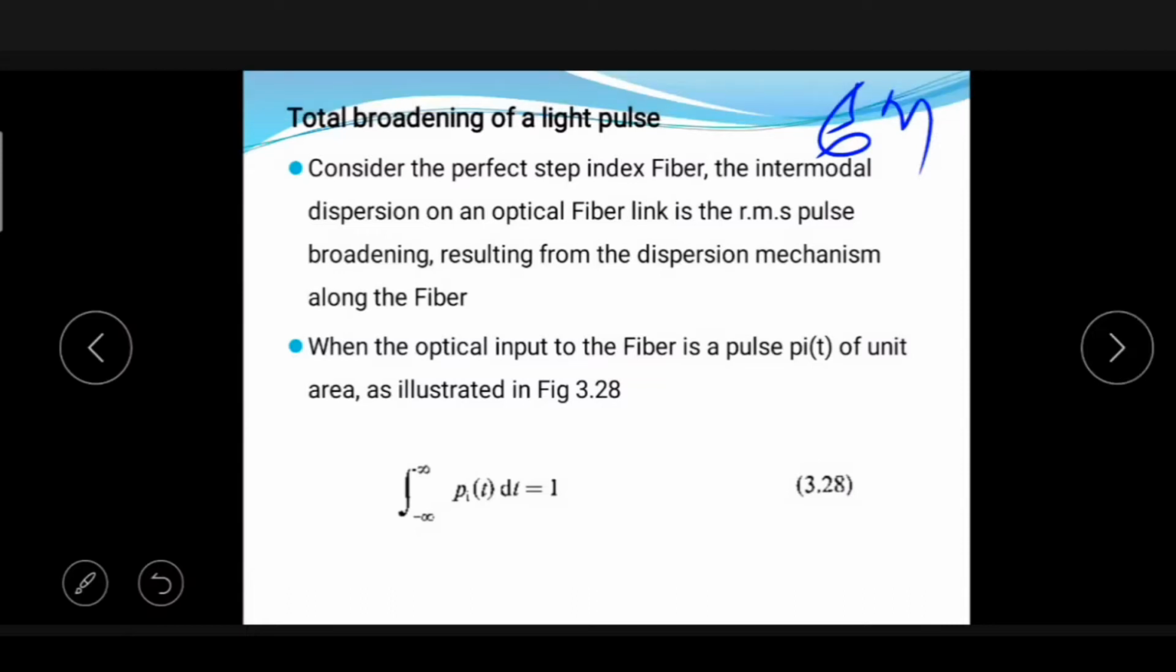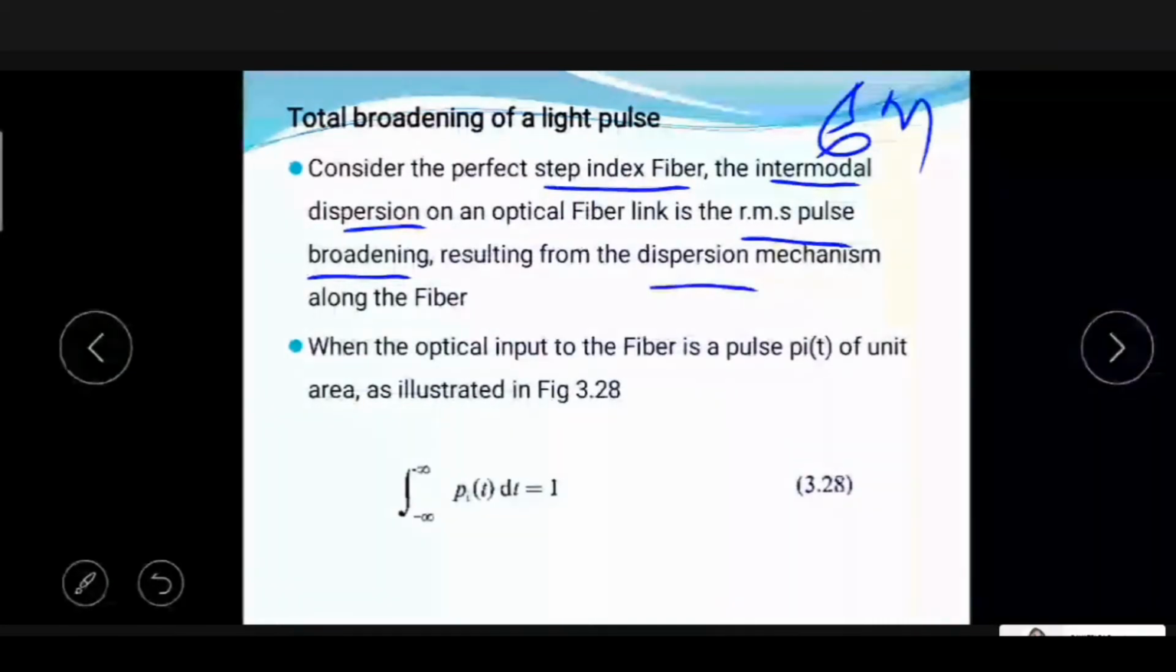First we consider a step index fiber, where the intermodal dispersion is nothing but the RMS pulse broadening which results from the dispersion mechanism in the fiber. Delta Ts, the delay difference, was obtained by considering two different optical rays propagating in the fiber, the axial ray and the meridional ray. So we have to determine the RMS pulse broadening.